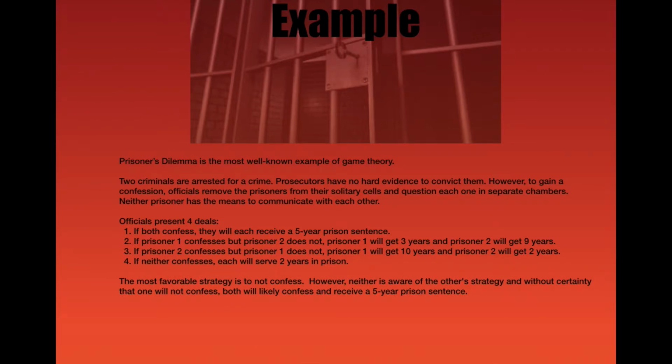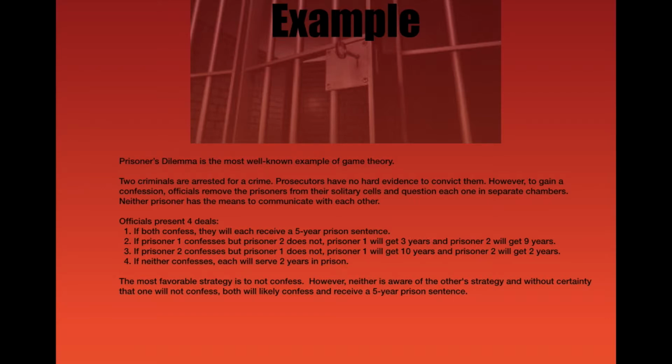So, examples. Like I told you, we're going to go over what Prisoner's Dilemma is. Prisoner's Dilemma is the most well-known example of game theory. So, the scene is two criminals are arrested for a crime. Prosecutors have no hard evidence to convict them. However, to gain a confession, officials remove the prisoners from their solitary cells and question each one in separate chambers. Neither prisoner has the means to communicate with each other. So the officials present 4 deals.